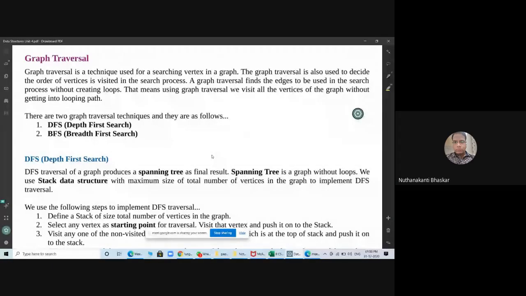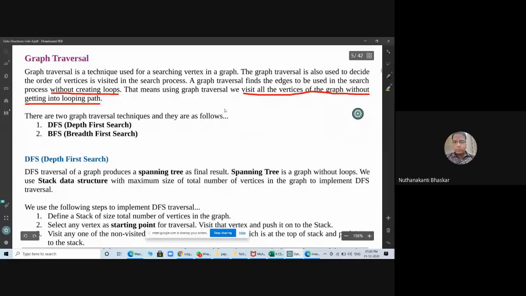Today we are going to learn the depth first search concept first. And before that, I already told you, graph traversal is a technique used for searching a vertex in a graph. Graph traversal is also used to decide the order in which vertices are visited in the search process. A graph traversal finds the edges to be used in the search process without creating a loop. This point is very, very important. That means using graph traversal, we visit all the vertices of the graph without getting into a looping path. This is the main point we have to remember when we apply a traversal mechanism.